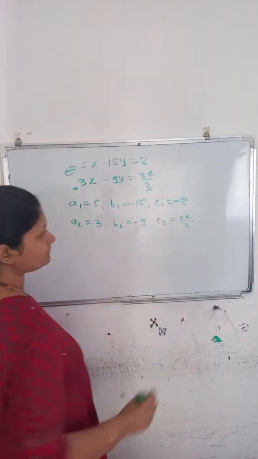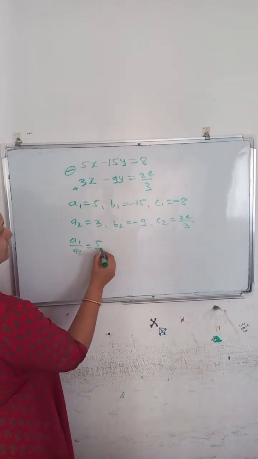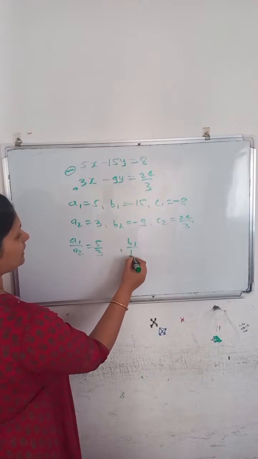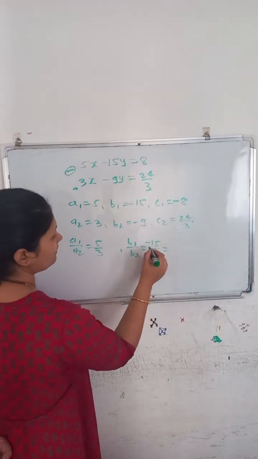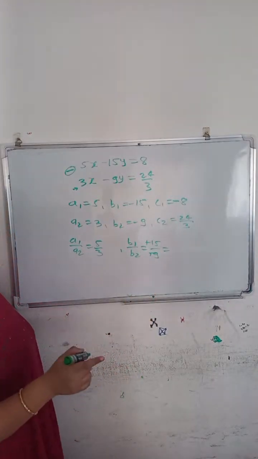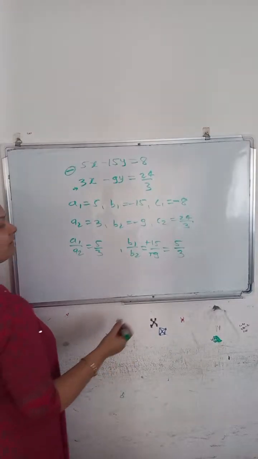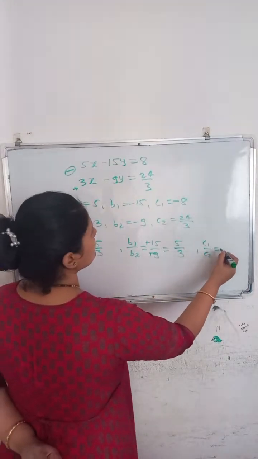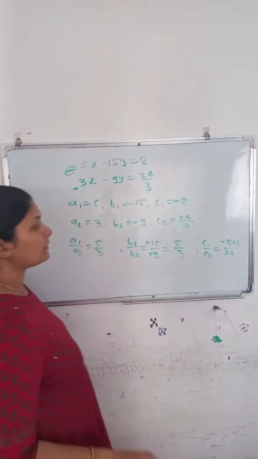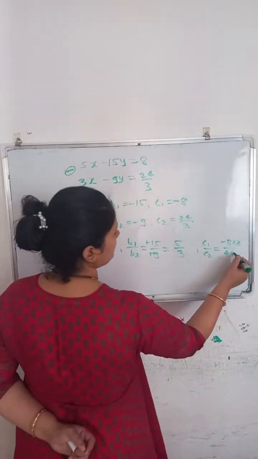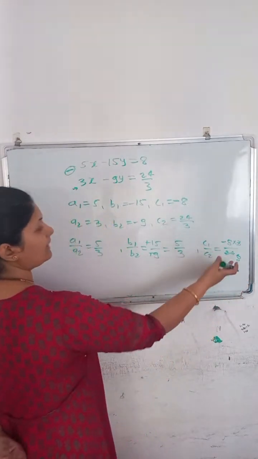24 by 3. Okay, now check this combination: a1 by a2, that is 5 by 3. Then take the ratio of b1 by b2, that is minus 15 by minus 9. Here minus and minus get cancelled. 15 and 9 are in the same table, 3's table, so 5 by 3. And here c1 by c2: c1 is minus 8 upon 24, take the reciprocal, and you will get minus 1 by 1, that is minus 1. Minus 8 by 8 is minus 1.